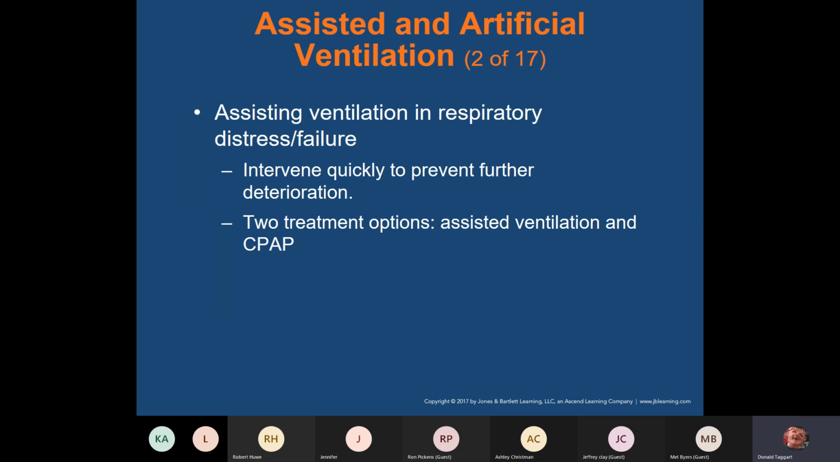So if someone's in respiratory distress, you need to intervene quickly, like it says there, to prevent them from deteriorating even more. CPAP, PEEP, and supplemental oxygen are all great things that you can do to try to intervene to help them oxygenate and help them ventilate.